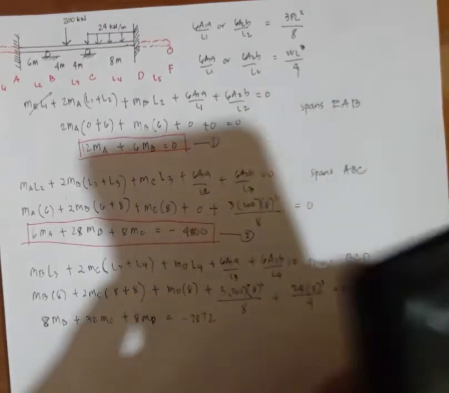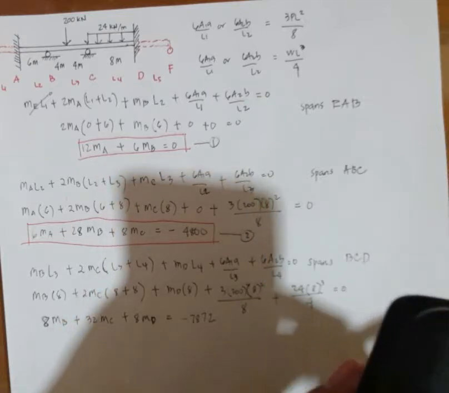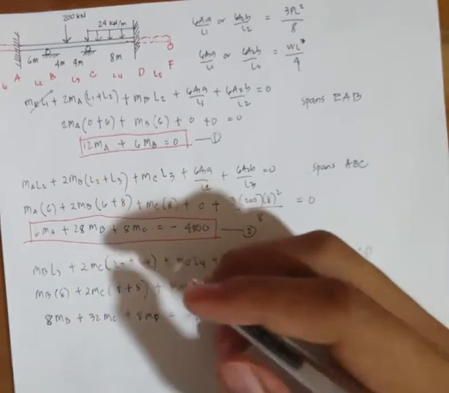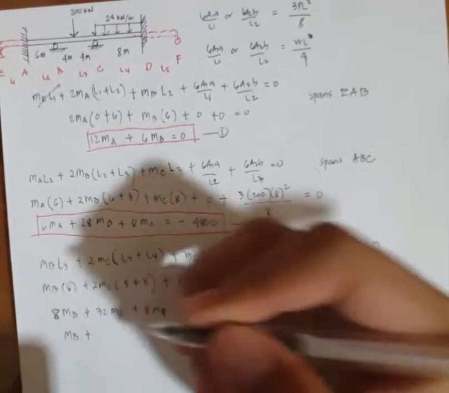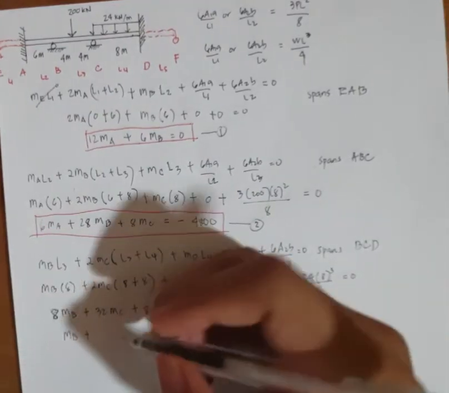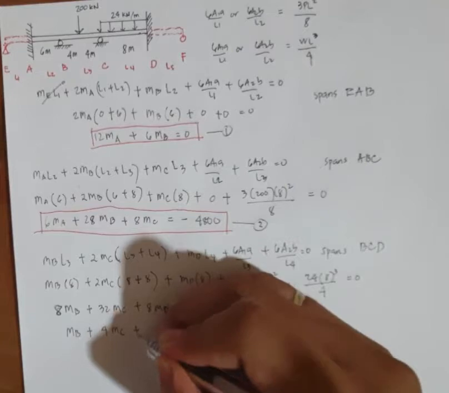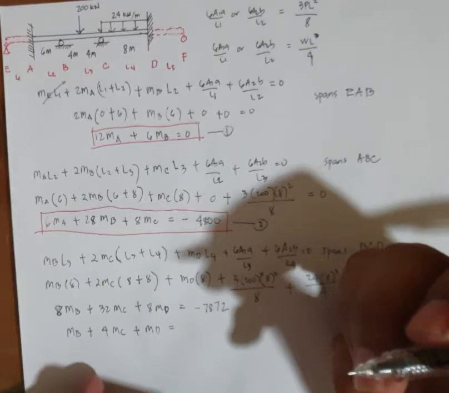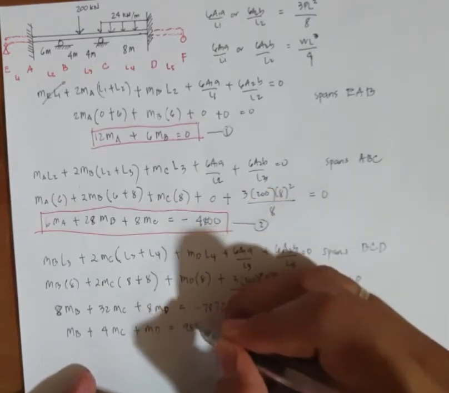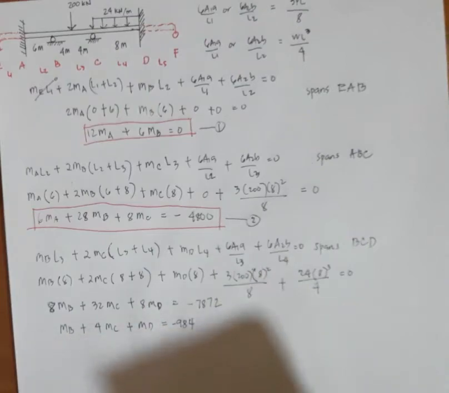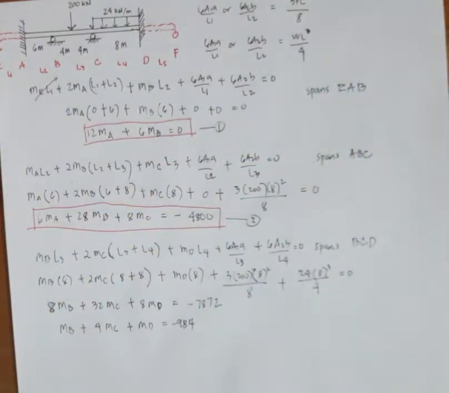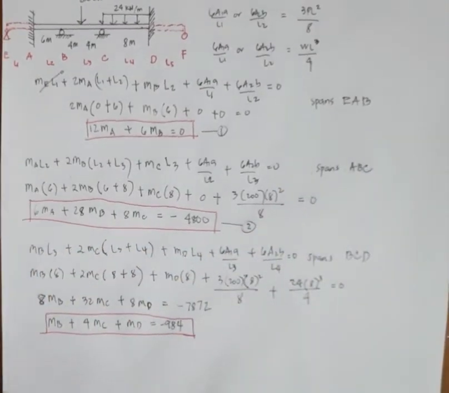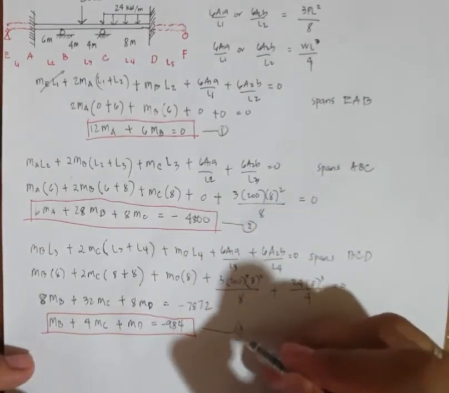Is this divisible by 8 for all terms? Let's try it to simplify. Okay, so it is divisible by 8. So MB plus 32 divided by 8, that is 4 MC plus MD equal to 7872 divided by 8, that is negative 984. That is equation 3.